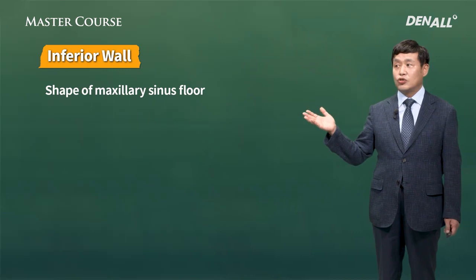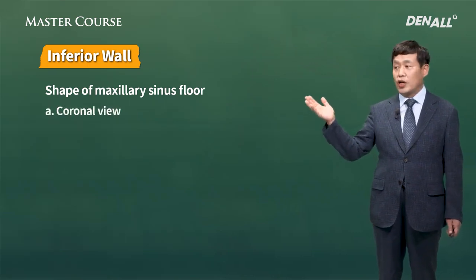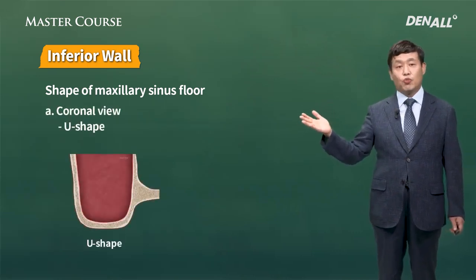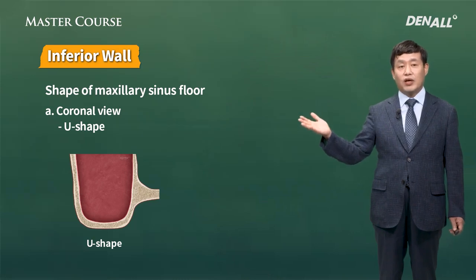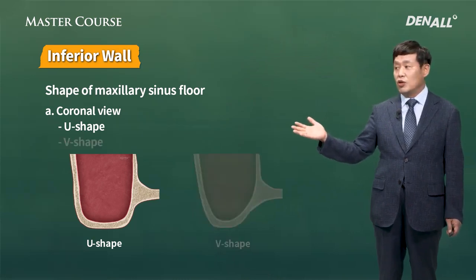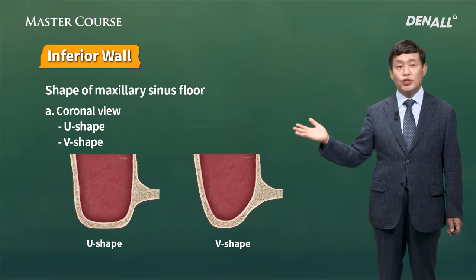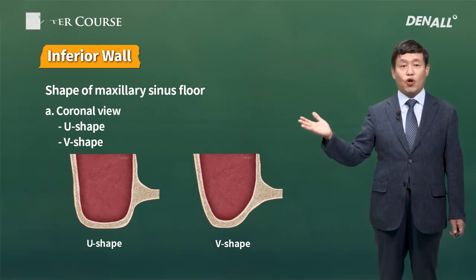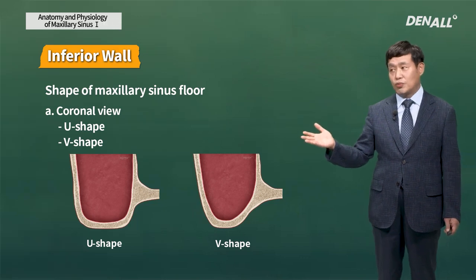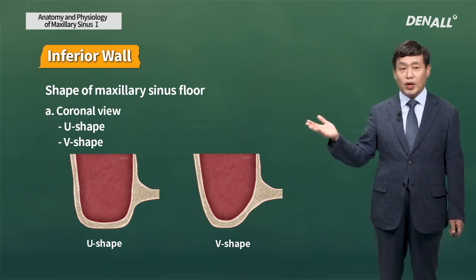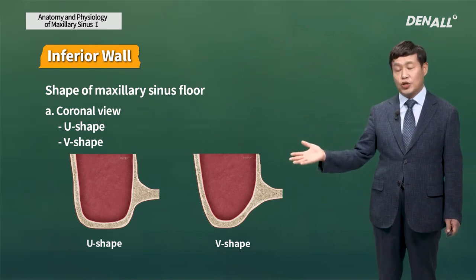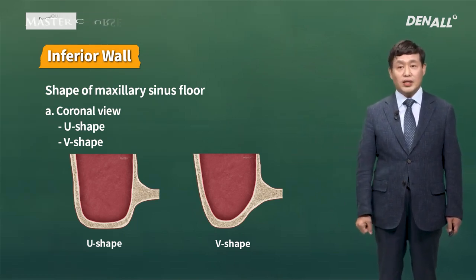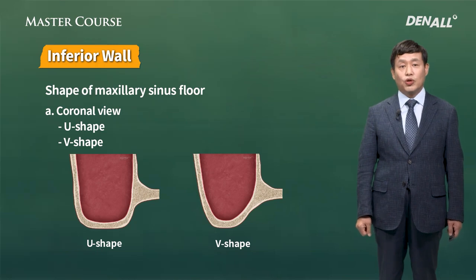If you look at the shape of the maxillary sinus floor in coronal view, you have the U shape, the wide type, or the V shape, a narrow shape. In general, if it is wide like the U shape, bone graft would be difficult using just the crestal approach. But prognosis is better when it is a V shape with a crestal approach.